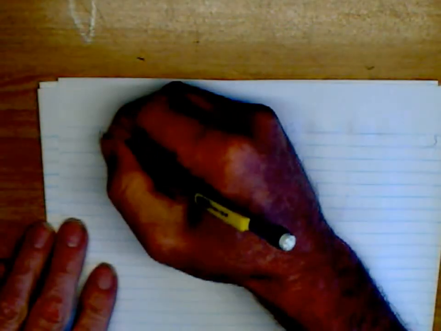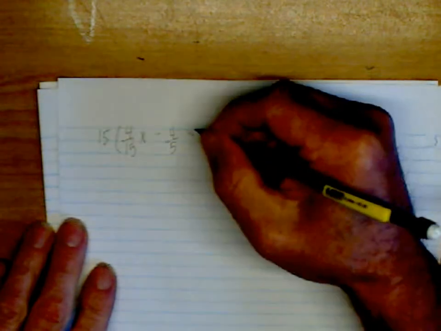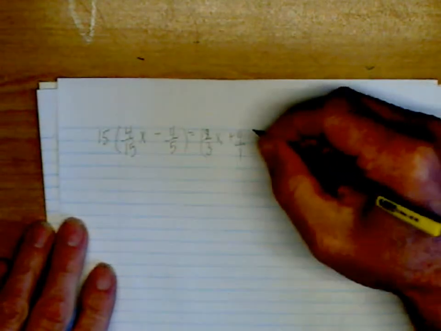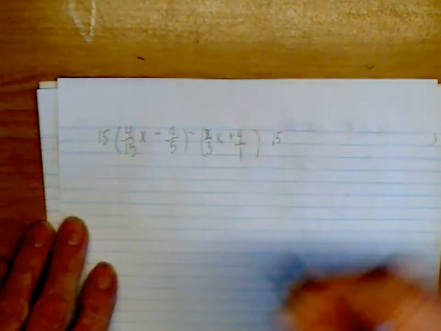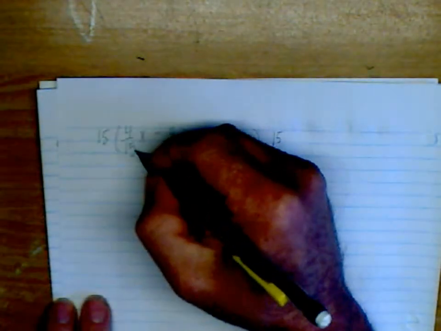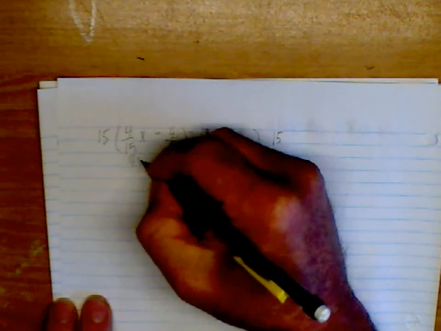So I would make them all fractions. And I'm going to look for the lowest common denominator between 15, 5, 3, 1. 15 will be it. So what we got to do is multiply both sides by 15. Okay. So this is going to give us 4x here.